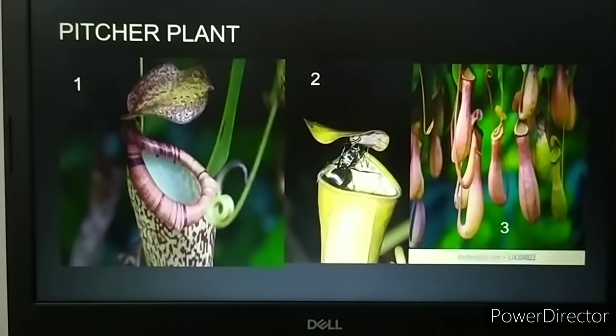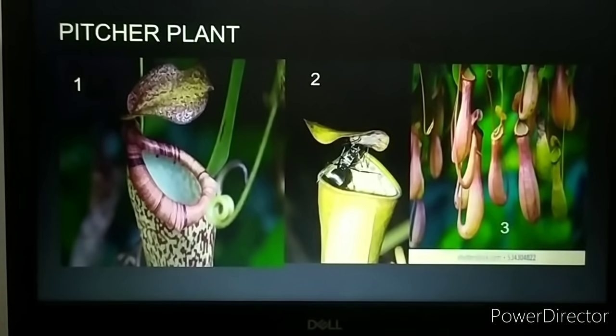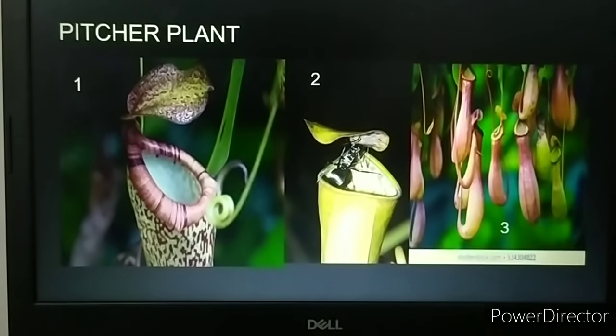So we can say that in a pitcher plant, the leaf is modified into a pitcher. The apex of the leaf forms the lid and the petiole of the leaf coils like a tendril. As soon as an insect enters the pitcher through its opening, the lid closes and the plant then secretes digestive juices which help in digesting the insect.